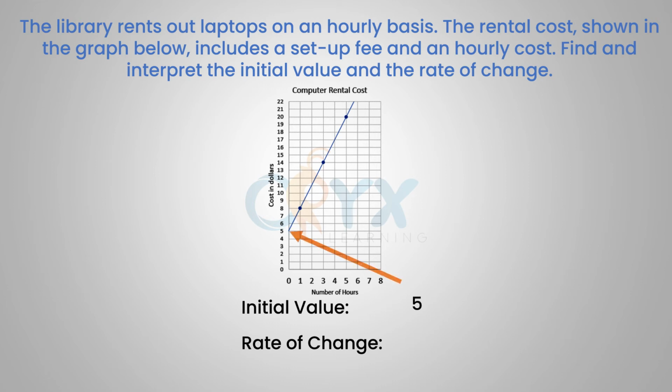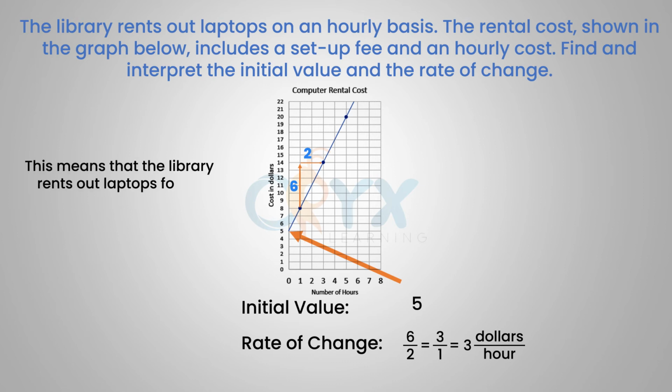The rate of change, or the slope: we can see that the rise is 6 and the run is 2. Therefore, the rate of change is 6 over 2, or 3 over 1, or just 3. So the rate of change is $3 per hour. This means that the library rents out laptops for $5 initially and charges $3 per hour after that.